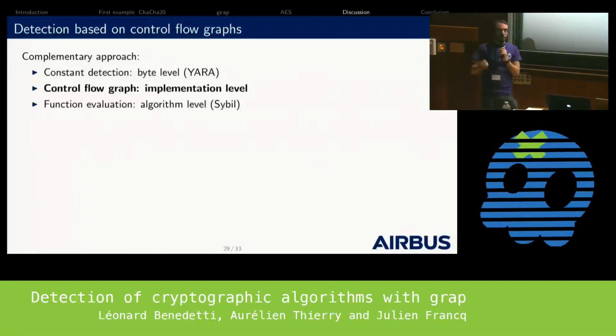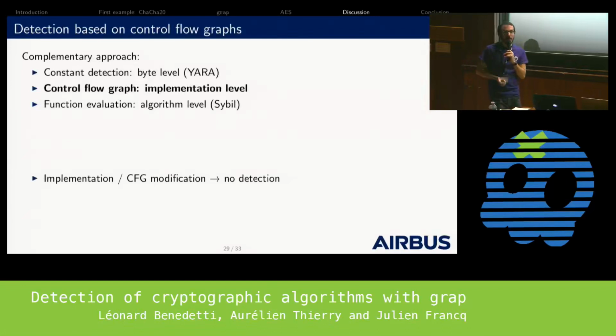Overall, our approach tries to be different: we try to be between byte level analysis and algorithm level analysis. So we really are working on the implementation level, so on instructions and on control flow graphs. We have the same problem as the other approaches, since our object is the implementation. If it's changed, or if the control flow graph is specifically obfuscated to not match the pattern, then of course we won't have any detection.